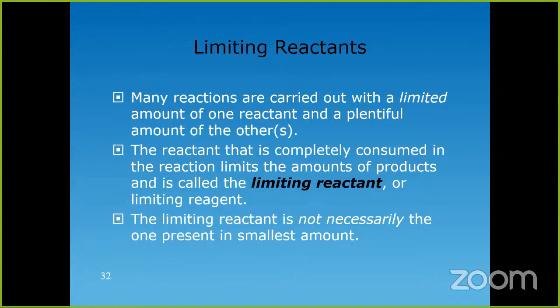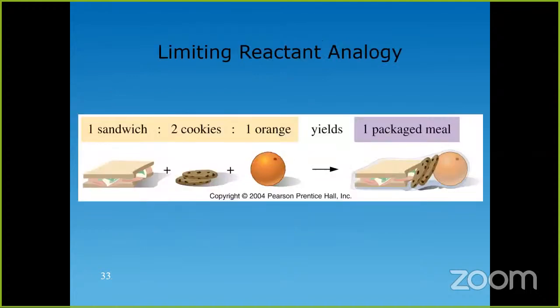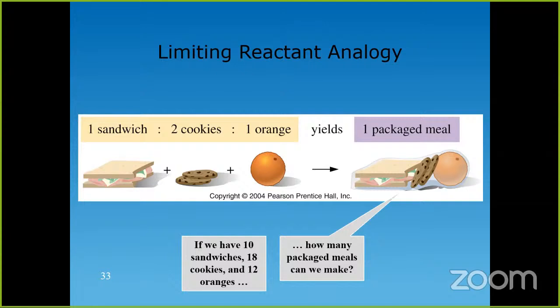So let's look at an example, which is not a chemistry example, but let's say you're given the task of preparing packaged meals, right? And we come to the conclusion that we work with this formula here: one sandwich plus 2 cookies plus an orange gives you a meal, all right? Now, that's the formula we're working with. Now, let's say at hand, we have 10 sandwiches, 18 cookies, and 12 oranges. The question is, how many packaged meals can you make, all right?